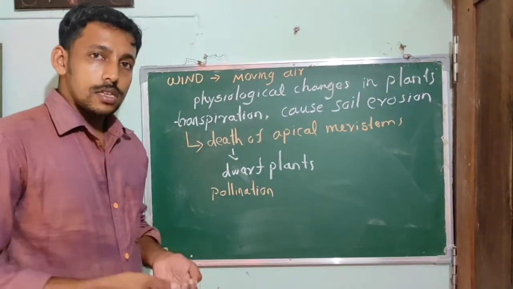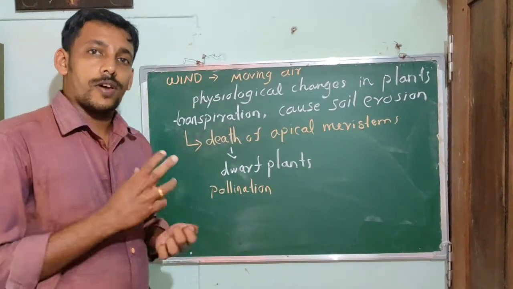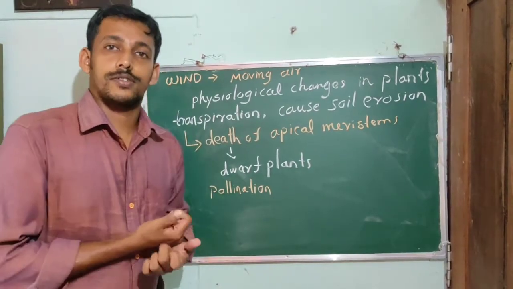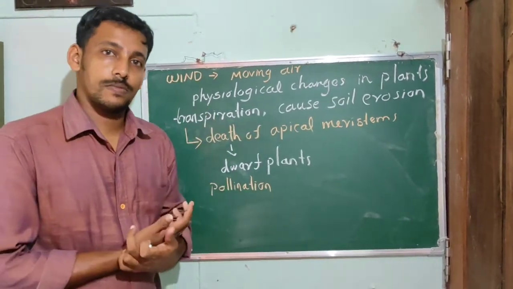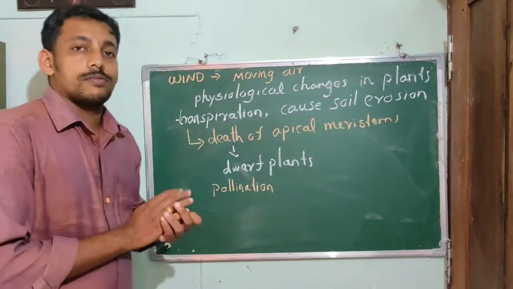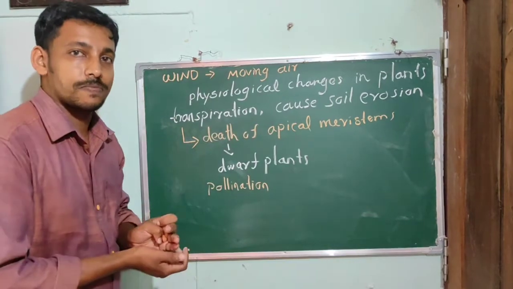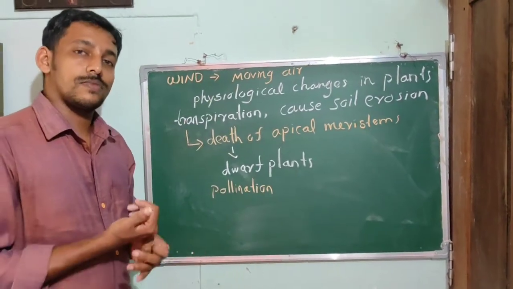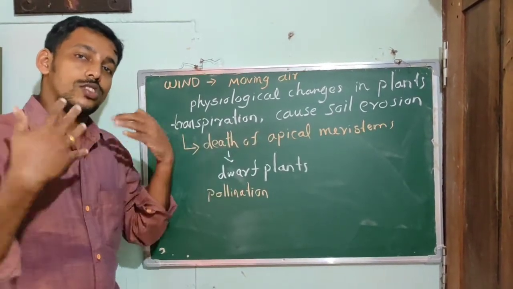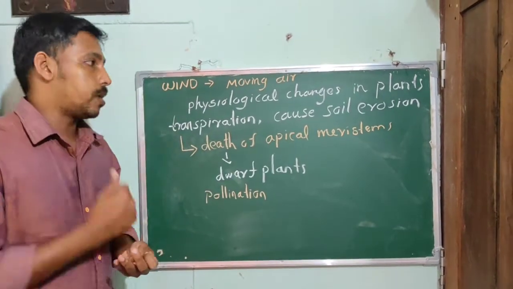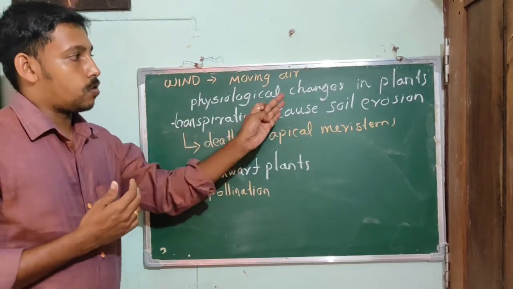Now let's see about the wind. The moving air is known as the wind. Wind is a very important environmental factor. It affects animals, plants and even microorganisms. So there is an interaction between the animals and these non-living factors. Physiological changes in plants are brought about by the wind. There are so many physiological, anatomical and physical changes which are introduced by the wind. Wind also accelerates transpiration and it can cause soil erosion.